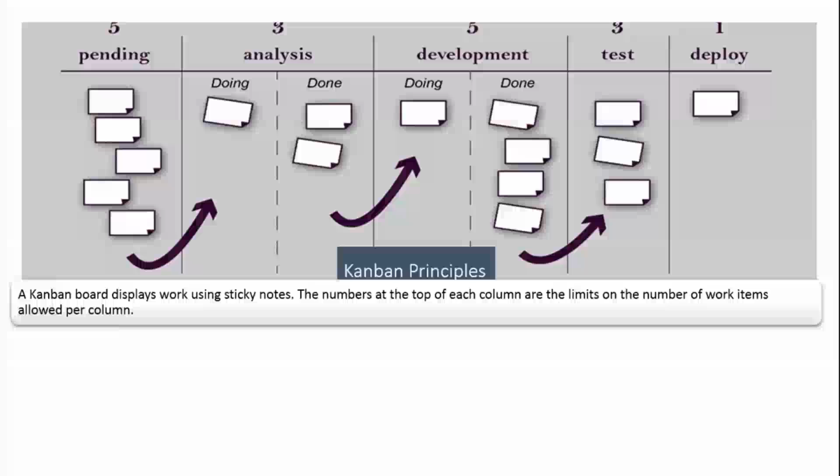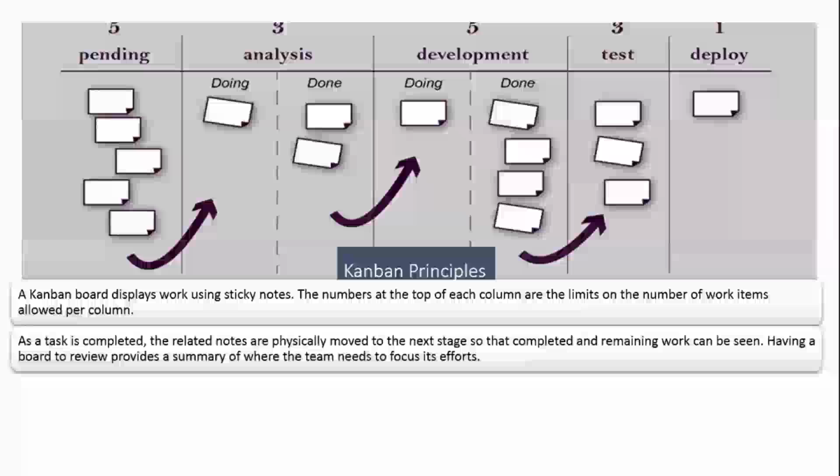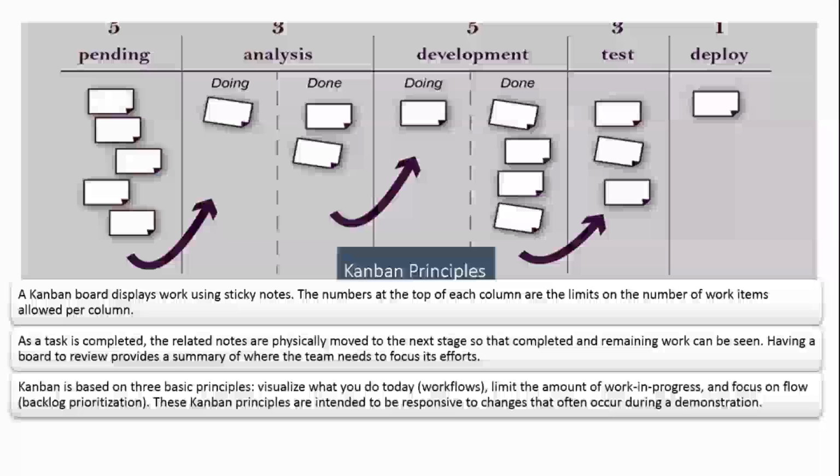Now, going into a little bit more regarding the principles used in Kanban. A Kanban board displays work using sticky notes. The numbers at the top of each column are the limits on the number of work items allowed per column. As a task is complete, the related notes are physically moved to the next stage so that completed and remaining work can be seen. Having a board to review provides a summary of where the team needs to focus its efforts. Kanban is based on 3 principles, 3 basic principles. Visualize what you do today, workflows, limit the amount of work in progress, and focus on flow, backlog prioritization.